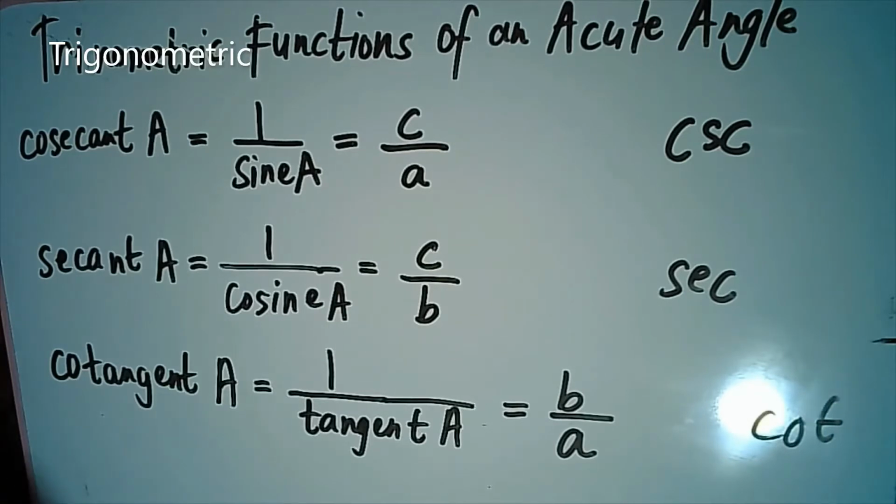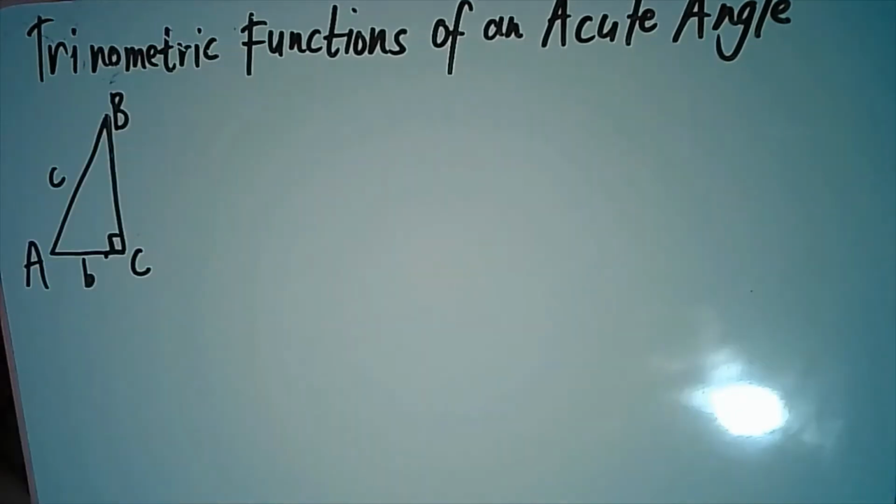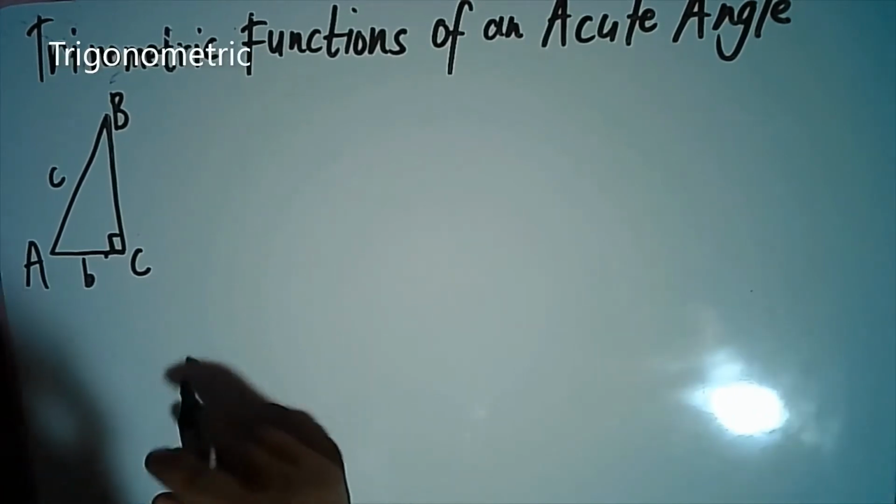When we write the trigonometric functions, the sine, the cosine, the tangent, cosecant, secant, and cotangent, we should write them together with the angle. So it should be written as cosecant A, cotangent A, secant A, sine A, cosine A. Let's continue.